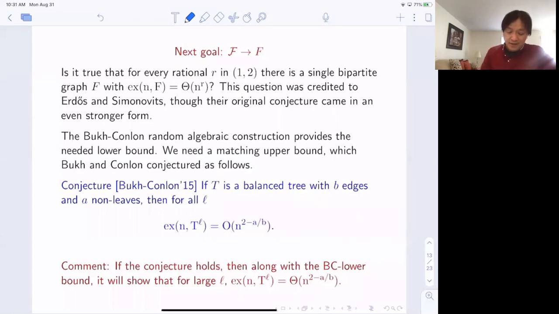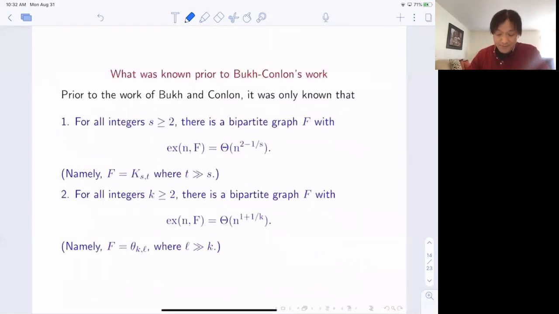Yes, this comment just says that if the conjecture holds, then that would answer the question for the existence of single F. But having worked on this problem for a while, let me philosophically say that this conjecture is much stronger than what's needed for the rational exponent conjecture. So it's actually quite difficult.